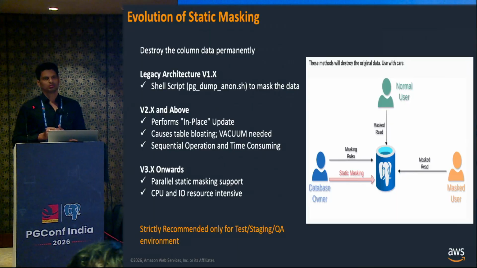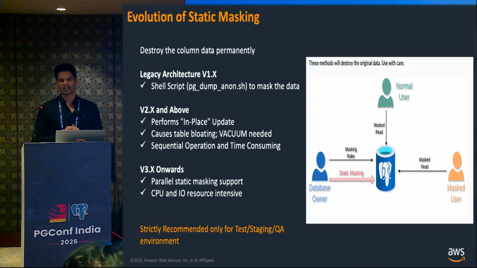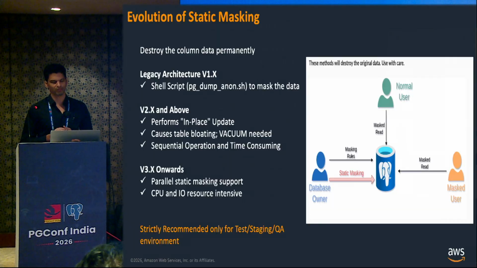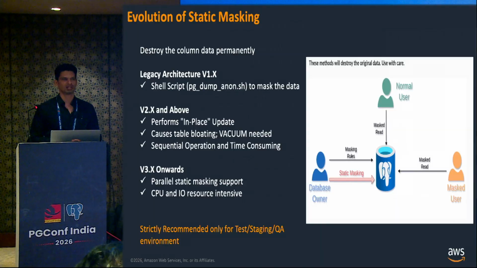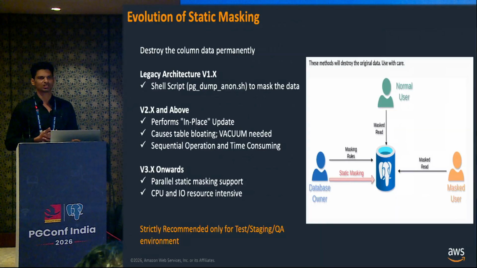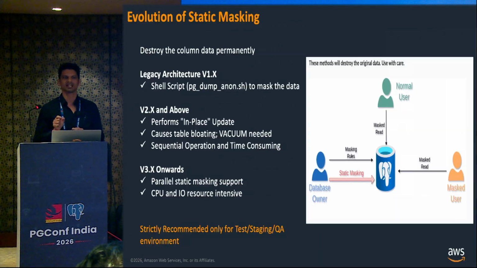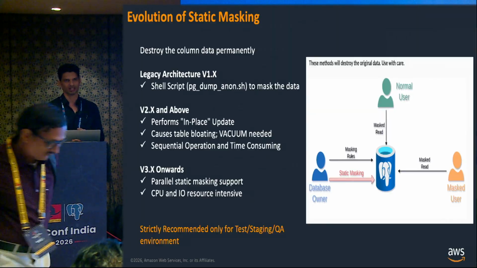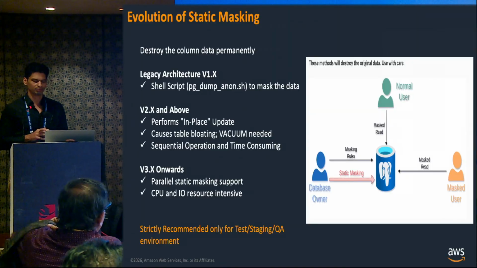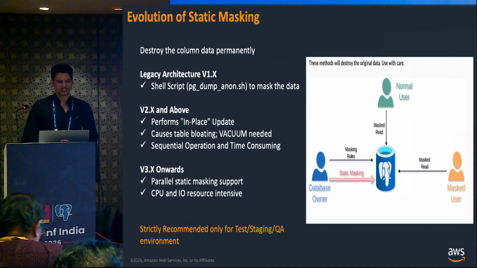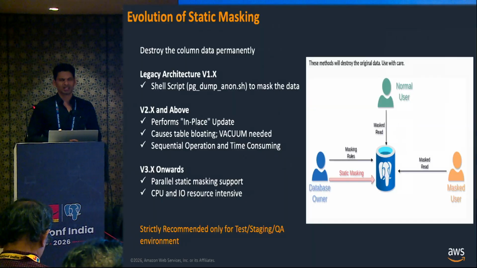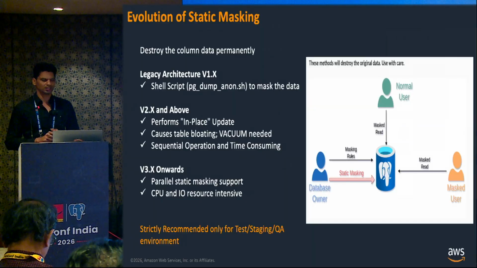With version 2, you again have to set all the masking rules and create a masking user and everything. It is the same as dynamic masking, but only the command is different. You have to start the static masking. What happens here is it literally executes an update statement on your table, and it replaces all your data in the PII column. This is also called an in-place update because it directly updates the table.